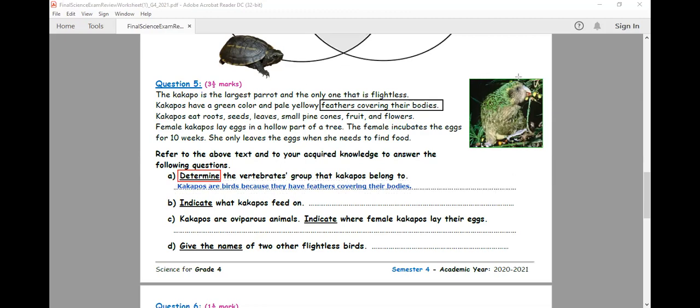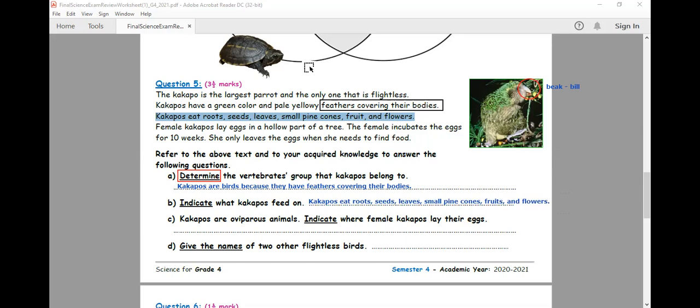Also, look at the picture. What do they have? They have a beak or a bill. Animals with a beak or a bill are birds. They have a beak. That's right. What do kakapos feed on? Yes, leaves. They feed on leaves, seeds, small cones, fruit, and flowers. That's right. This is written in the text. Yes, Ali. The picture is not that clear, but it is a bird and it is a parrot.